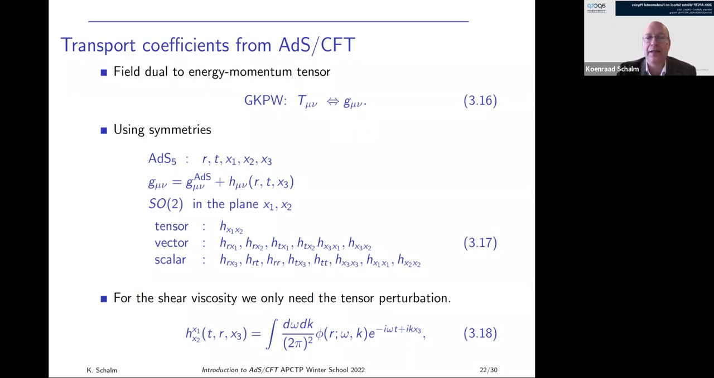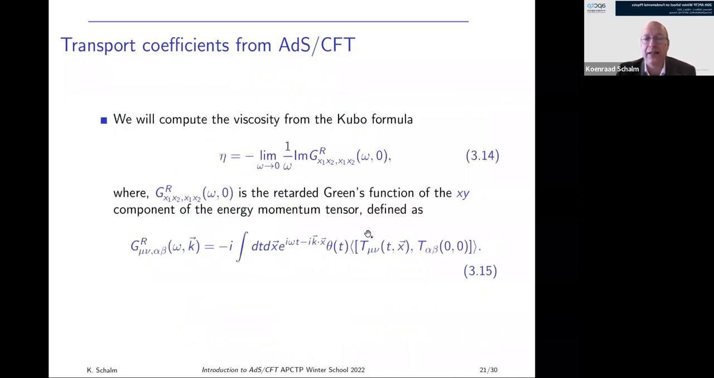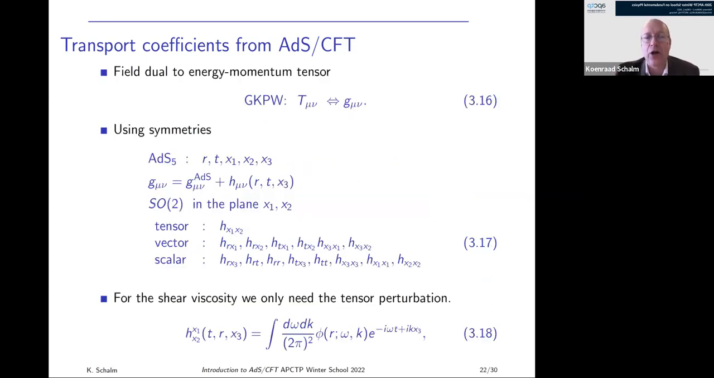Now, the one thing that I haven't emphasized here is that the object that you want to compute is the stress tensor in the x1, x2 direction. You want to compute this at zero momentum, but actually it's easier to compute this at a finite momentum in the x3 direction, and then to let that momentum go to 0. And the reason is the following.